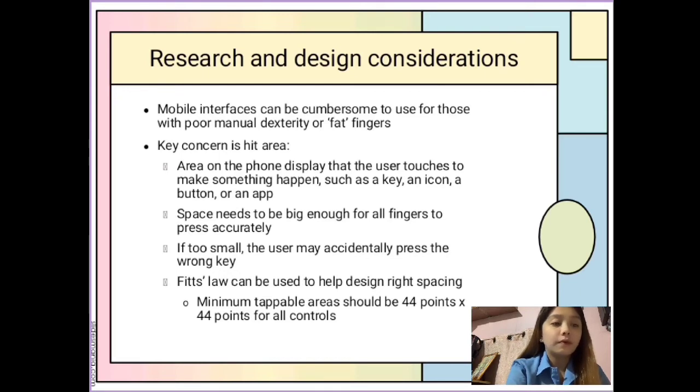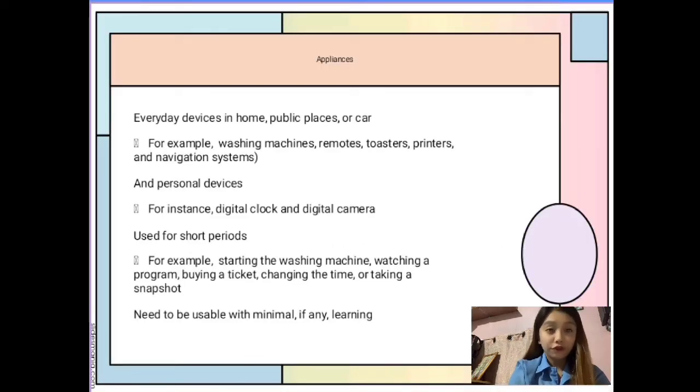Minimum tappable areas should be 44 by 44 pixels for all controls. For the appliances, everyday devices in the home, public places, or car. For example, washing machines, remotes, toasters, printers, and navigation systems. And for personal devices, for instance, digital clocks and digital cameras.